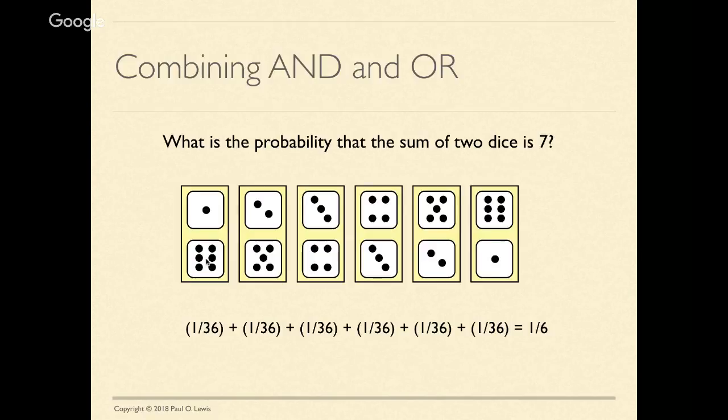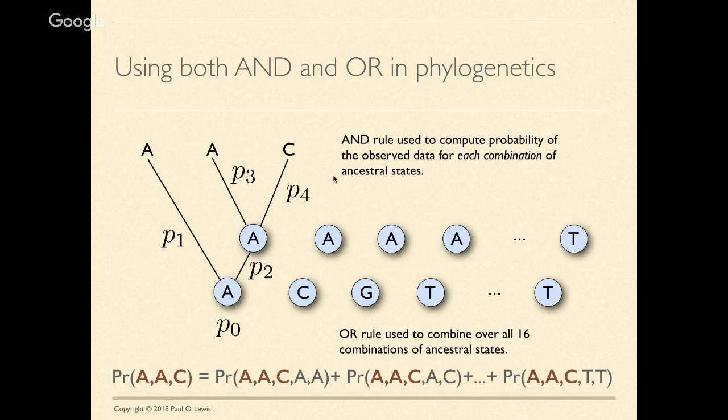We can use the OR rule in combination with the AND rule to compute the probability of just the observed states A and C in this tree. By summing over all possible combinations of ancestral states, we avoid having to assume any particular combination of ancestral states at these nodes. That's good because we don't usually know what these states are at these ancestral nodes.